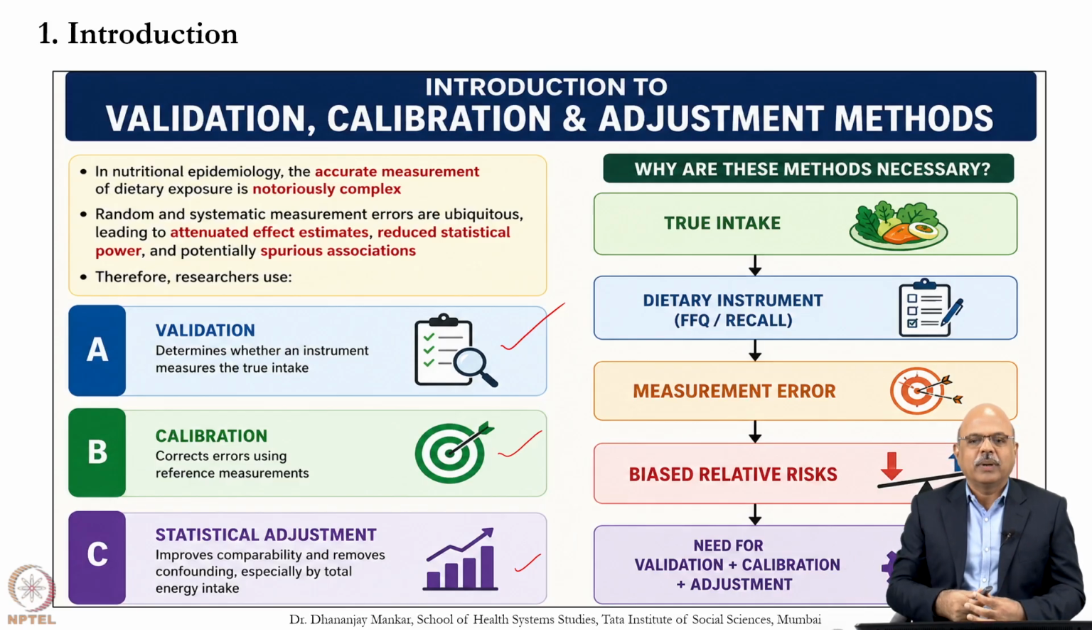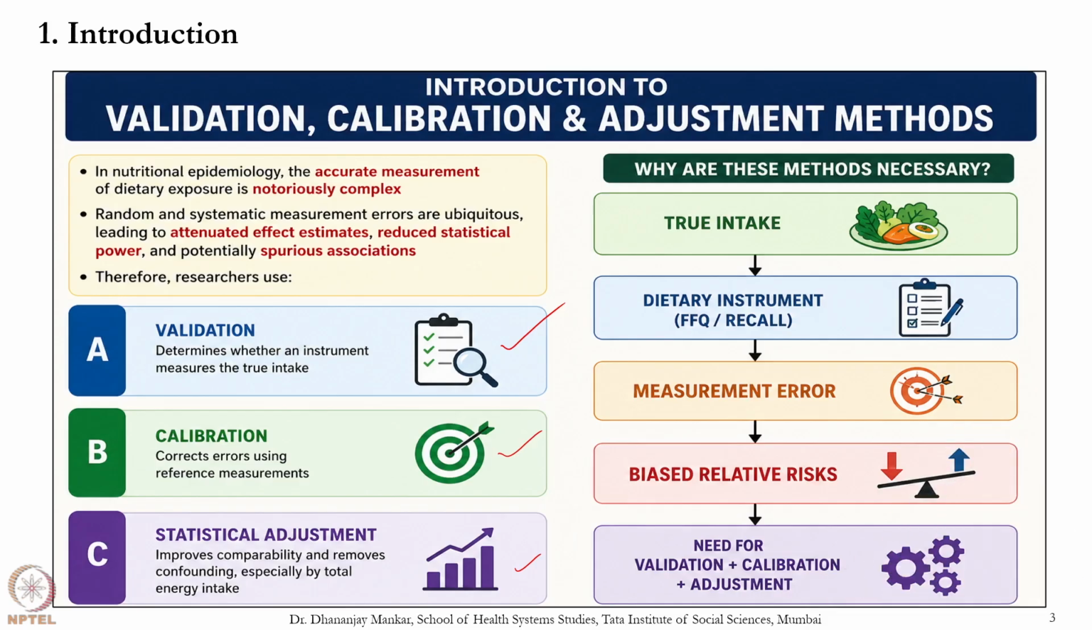Why are these measurements and these methods necessary? For understanding the true intake, dietary instruments, that is FFQ and 24-hour recall, have measurement errors that we have discussed in the previous chapters, and biased relative risk, where the risk is something we are trying to associate with the diet and the disease. So there is a need for validation, calibration and adjustment. These three things are A, B, C.